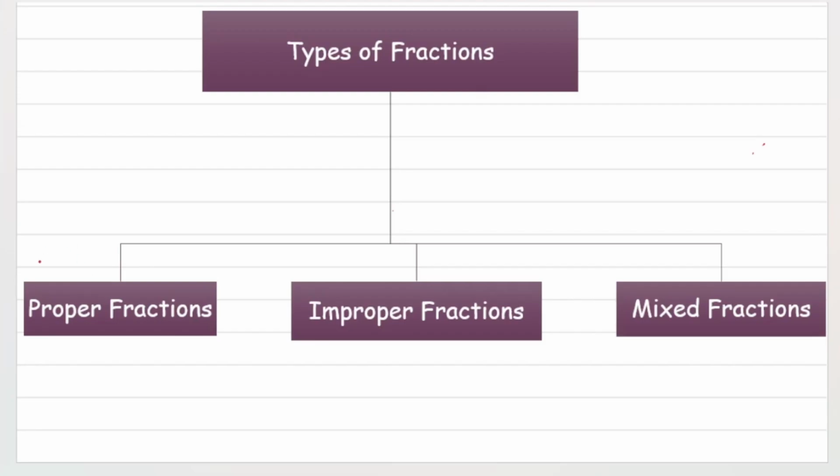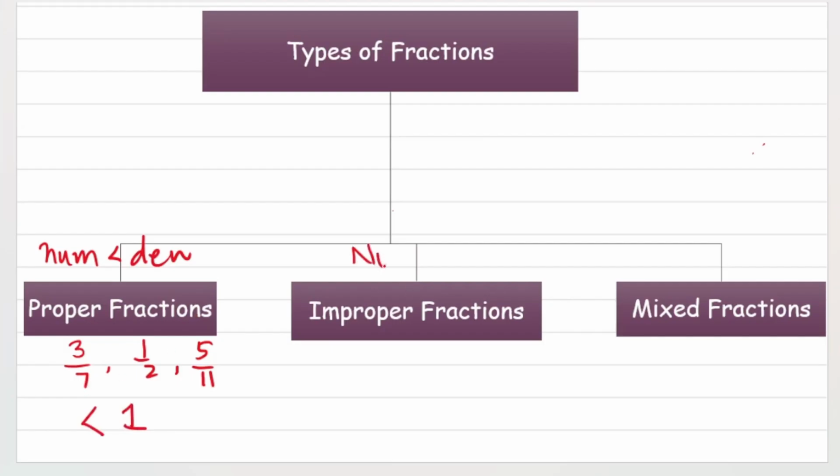What are proper fractions? When the numerator is less than the denominator. Examples: 3 sevenths, 1 half, 5 elevenths. And always remember, proper fractions are always less than 1 because the numerator is smaller than the denominator.